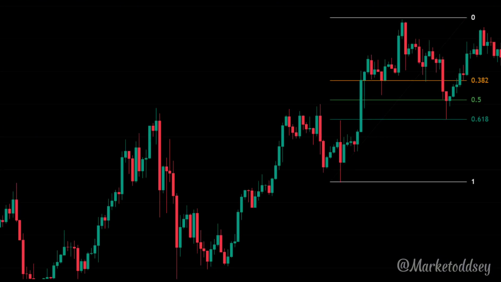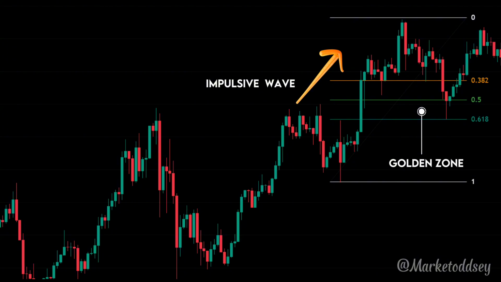Draw Fibonacci. Apply the retracement tool to the impulsive wave post-breakout. Wait for confluence. If the golden zone aligns with a new support, this is a high probability buy zone. Prices often bounce from this confluence, offering a low-risk entry with a tight stop-loss below support.